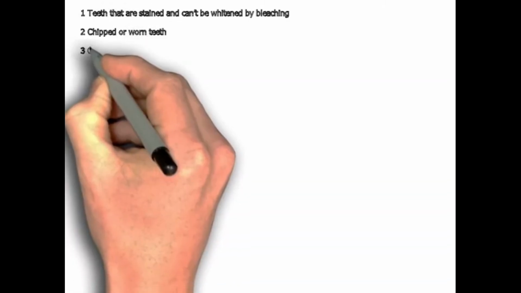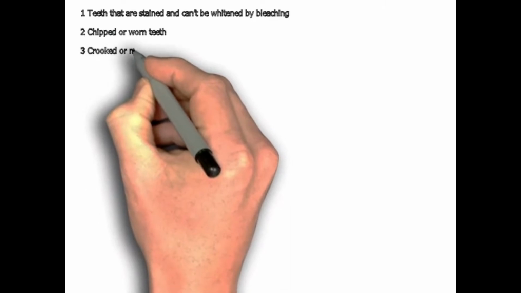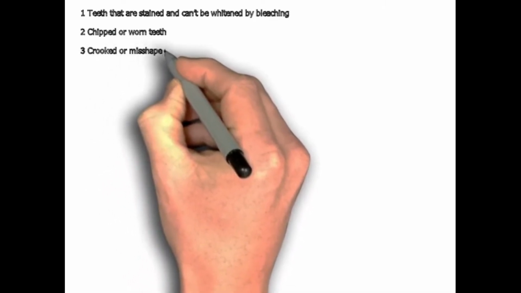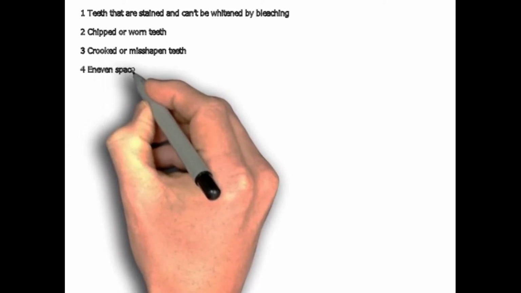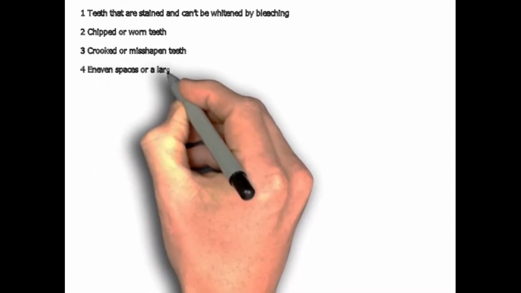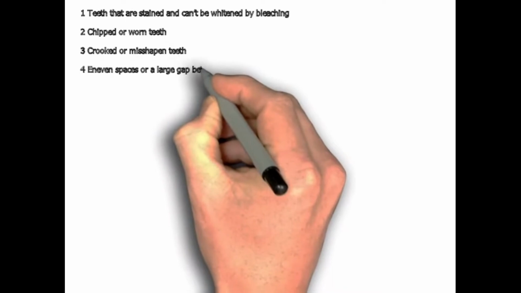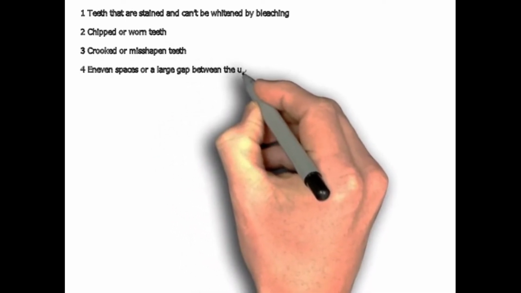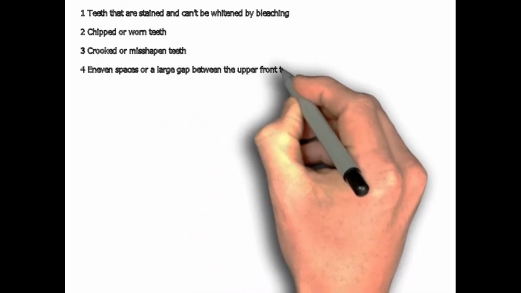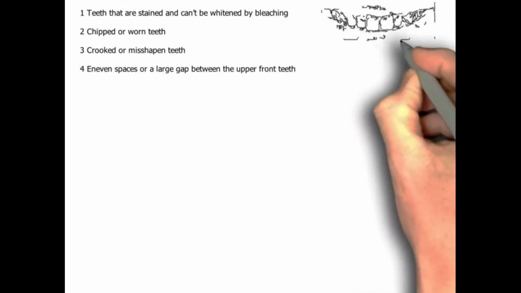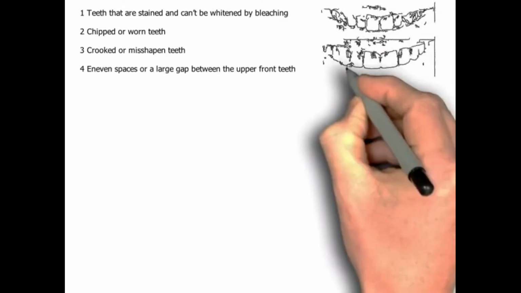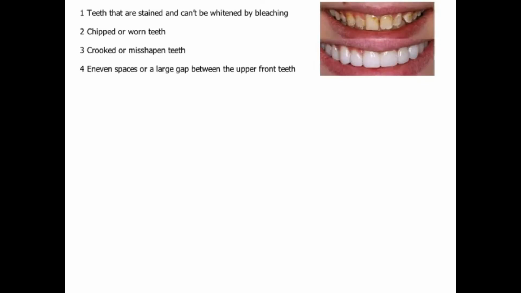Number 1. Teeth that are stained and cannot be whitened by bleaching. Number 2. Chipped or worn teeth. Number 3. Crooked or misshapen teeth. Number 4. Uneven spaces or a large gap between the upper front teeth. That picture shows the gap between front teeth.